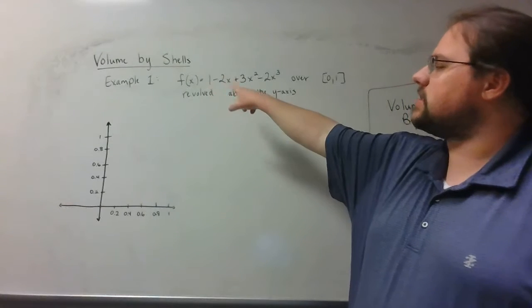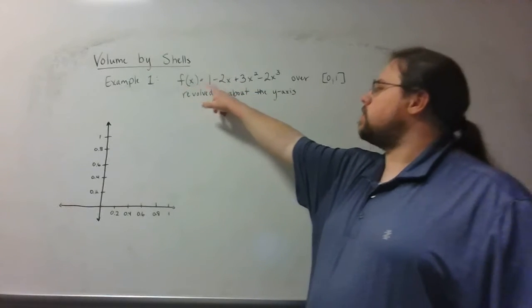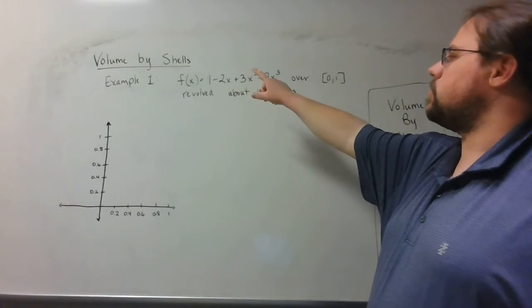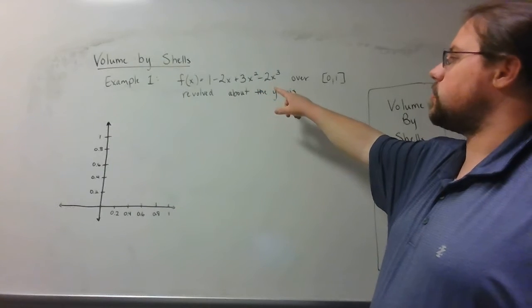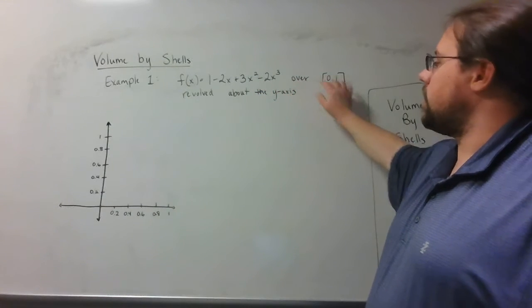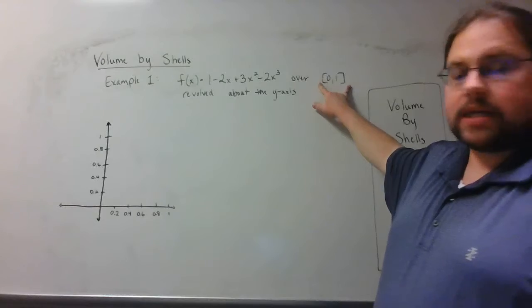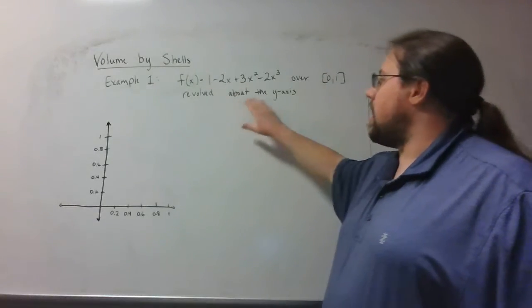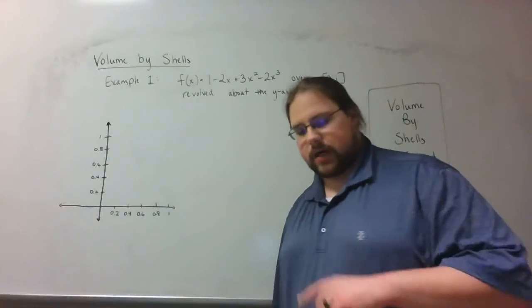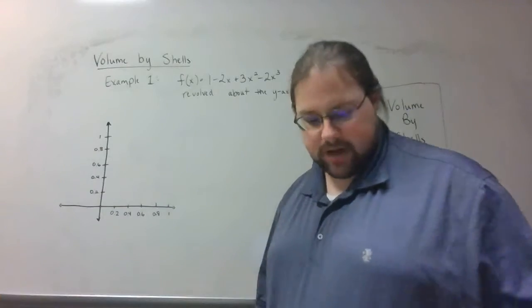So, for instance, the first example I wanted to talk about: we're given this function f of x equals 1 minus 2x plus 3x squared minus 2x cubed over the x values from 0 to 1, and we're going to revolve it around the y-axis. And so here's what we're going to do. I'm going to go ahead and graph that first just so I know what it looks like.